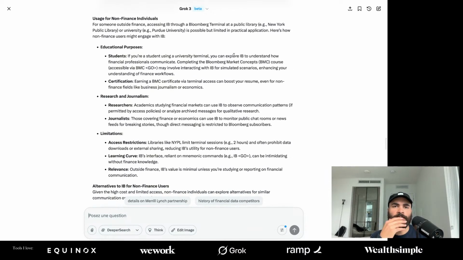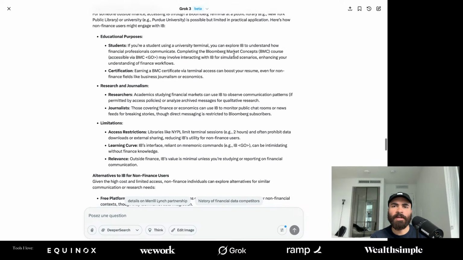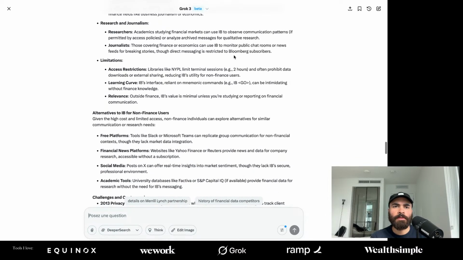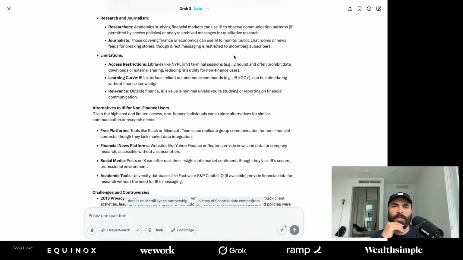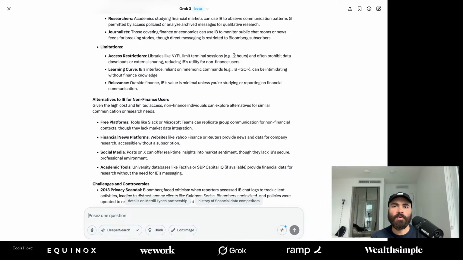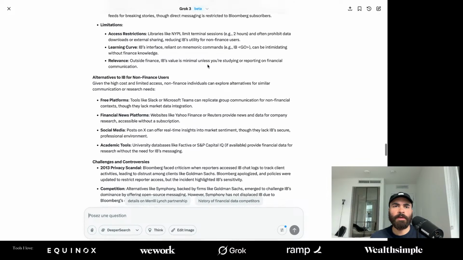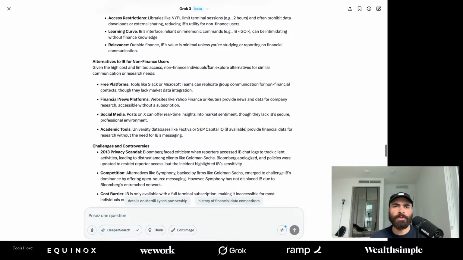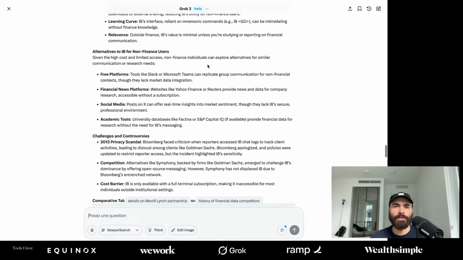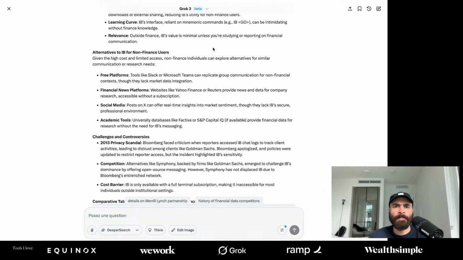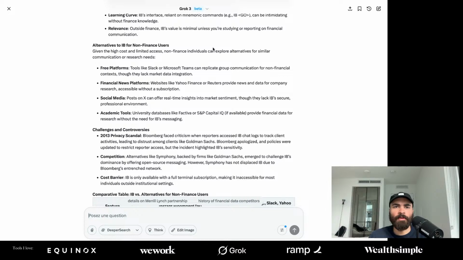Usage for non-finance individuals: limited in practical application. Academics studying financial markets can use IB to observe communication patterns if permitted by access policies, or analyze archived messages for qualitative research. News feeds for breaking stories, though direct messaging is restricted. Limitations: access restrictions and a learning curve, reliant on mnemonic commands that can be intimidating without financial knowledge. Value is minimal unless you are studying or reporting on financial communication.